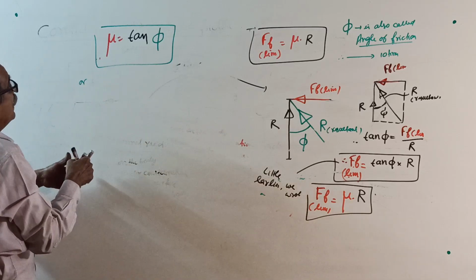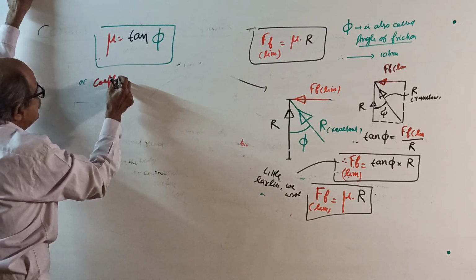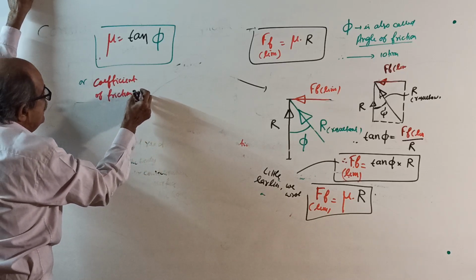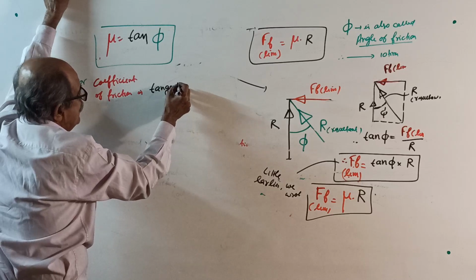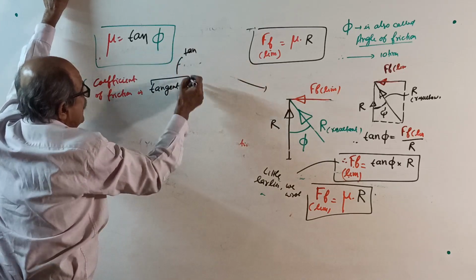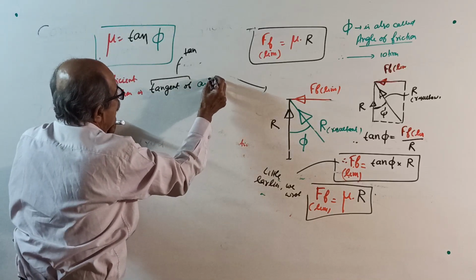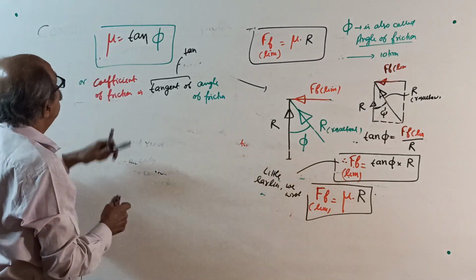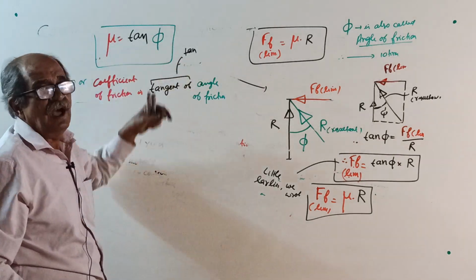Or you can tell that the coefficient of friction is, actually not tan of, it is called tangent of. You write tangent of, but mathematically tell tan. Tangent of what? Of angle of friction. So, mu equal to tan phi. So, coefficient of friction equal to tangent of angle of friction.